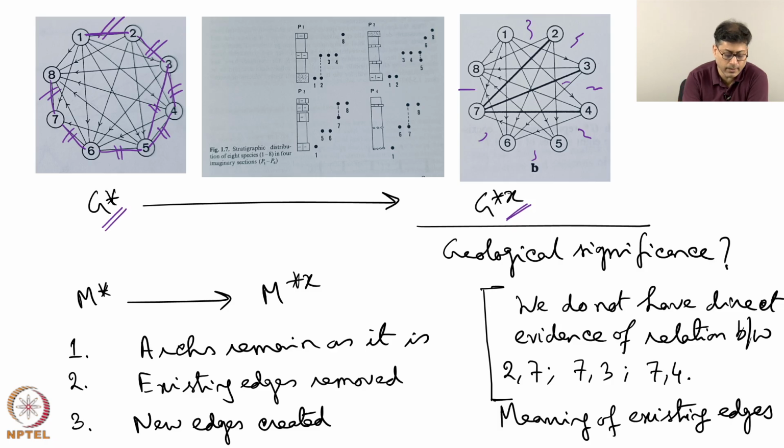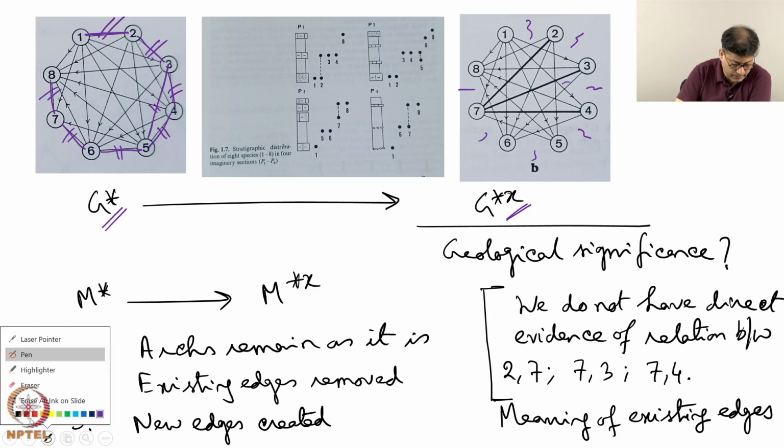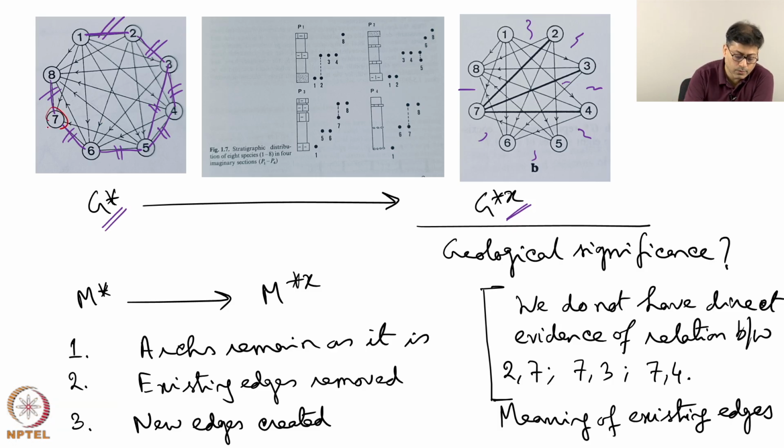create new edges. Earlier 2 and 7 were not connected. You can see 2 and 7 were not connected. So, now a new connection is established. Earlier 7 and 3 were not connected. Now, a new connection is established. Earlier 7 and 4 were not connected. Now, 7 and 4 are also established.